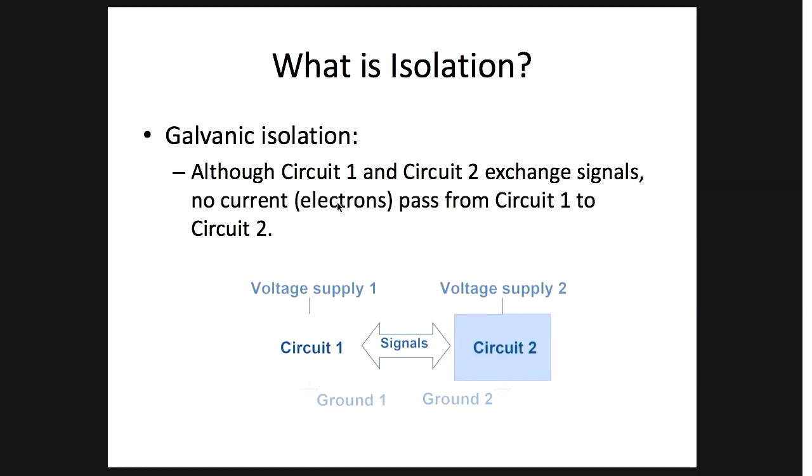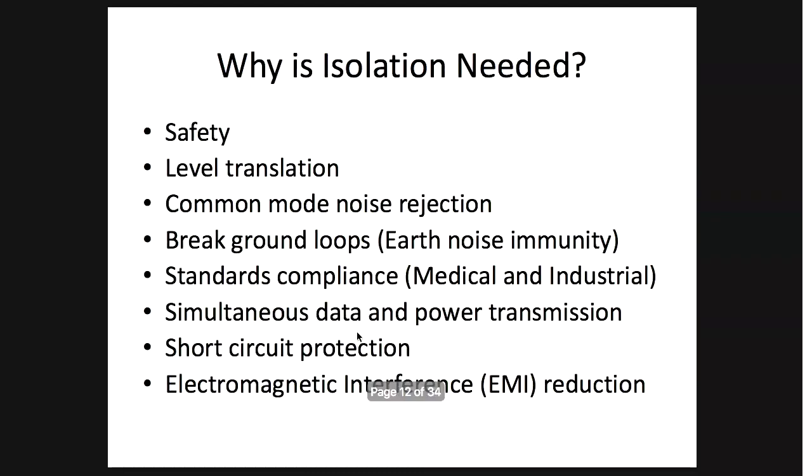No current means no electrons will be going from this to 2, which means fully isolated. So that is called galvanic isolation. That is the top isolation you can get. Galvanic isolation means no current is flowing through, but you are still getting the signal through. So how can you get it? That is called galvanic isolation, the top level of isolation. That's what we will be discussing.